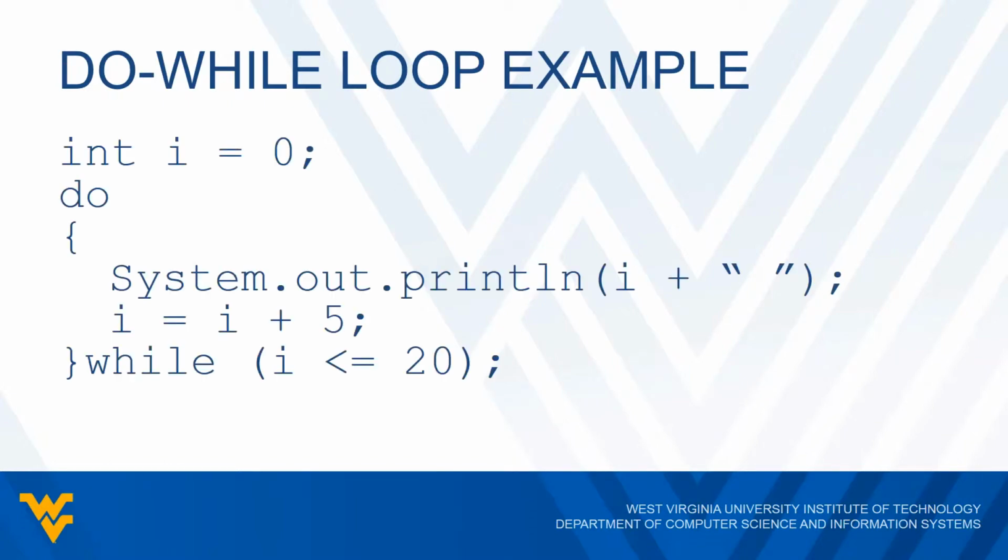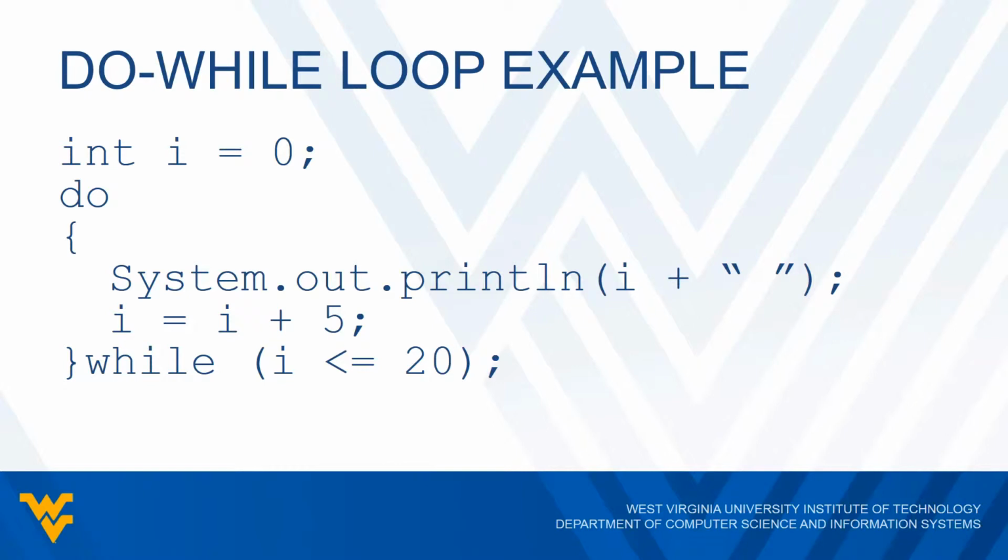So here's our example, and as we said before, the way this is set up is we have our do, and then inside the curly braces would be the body of our loop, and then afterwards we would check our condition. So this means that we're guaranteed to run through this loop at least once. In this example, we have our loop control variable i, which is initially 0. So we're going to go inside the body of the loop, and we're going to print out the value of i. In this case, it'll print 0 the first time. And then we're going to increment the value of i by 5.